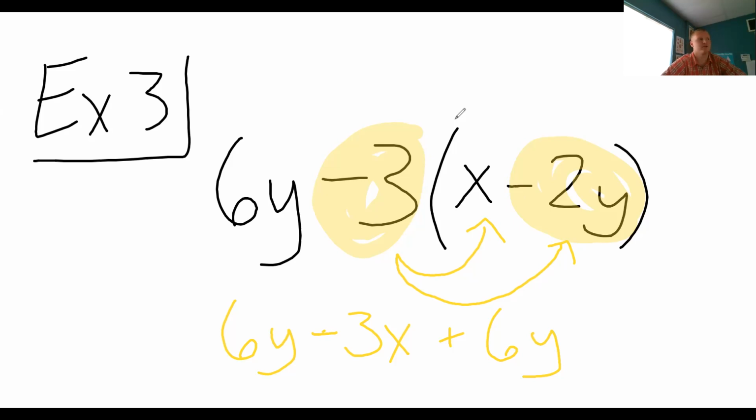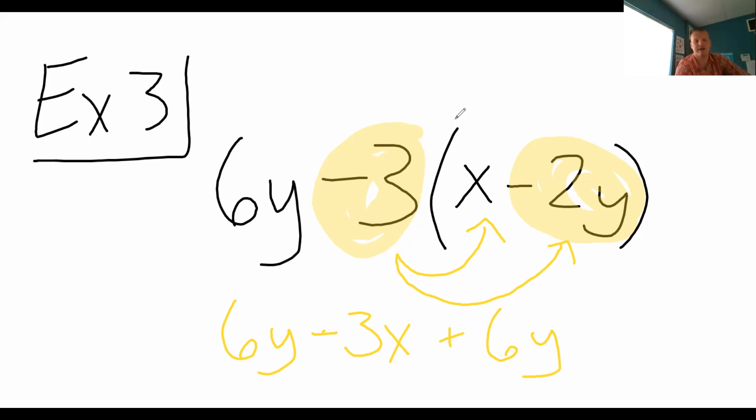Madeline, am I done? Or do I have another step? What's my last step? Then we do the 6y.